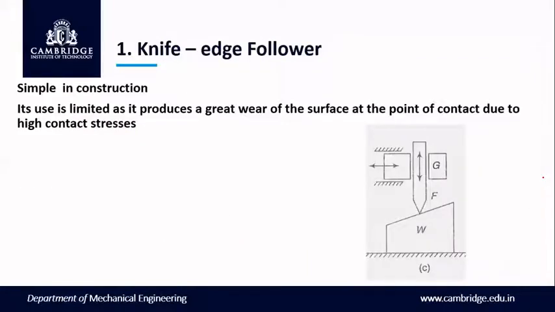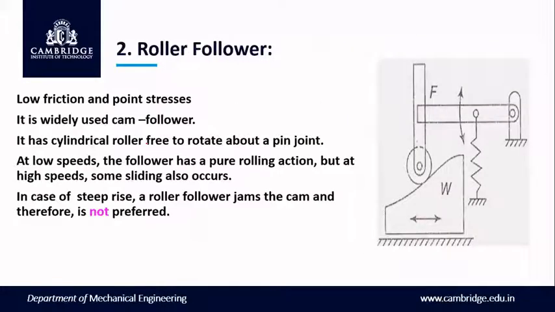Let us discuss one by one. The knife edge follower, as the diagram is shown, is very simple in construction, but its use is very limited because it produces great wear of the surface. Due to the sharp edge, the knife edge follower causes more wear and tear, and it raises more contact stresses. The roller follower overcomes the disadvantage of knife edge follower. It gives us low friction and low point stresses, hence it's widely used.